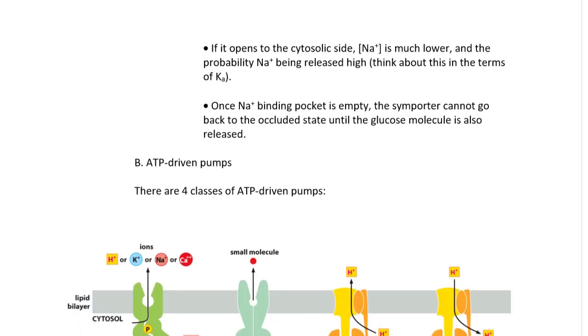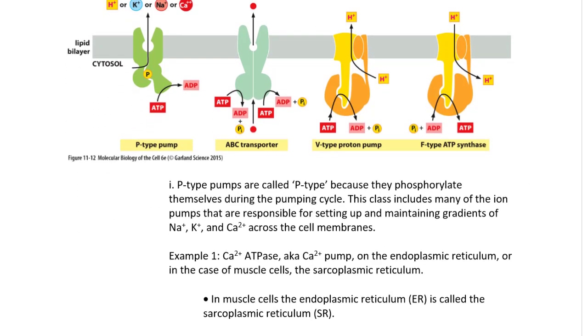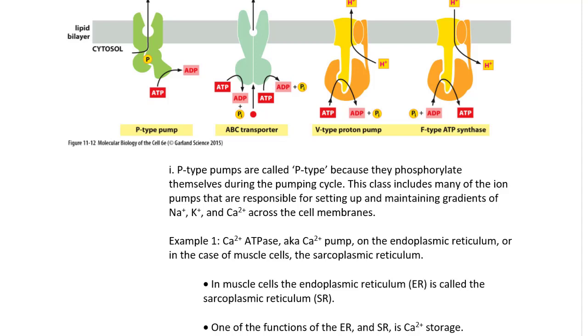Alright, next topic is ATP-driven pumps. There are 4 classes of ATP-driven pumps. There's the P-type pump, the ABC transporter, the V-type proton pump, the F-type ATP synthase. The P-type pumps are called P-type because they phosphorylate themselves during the pumping cycle.